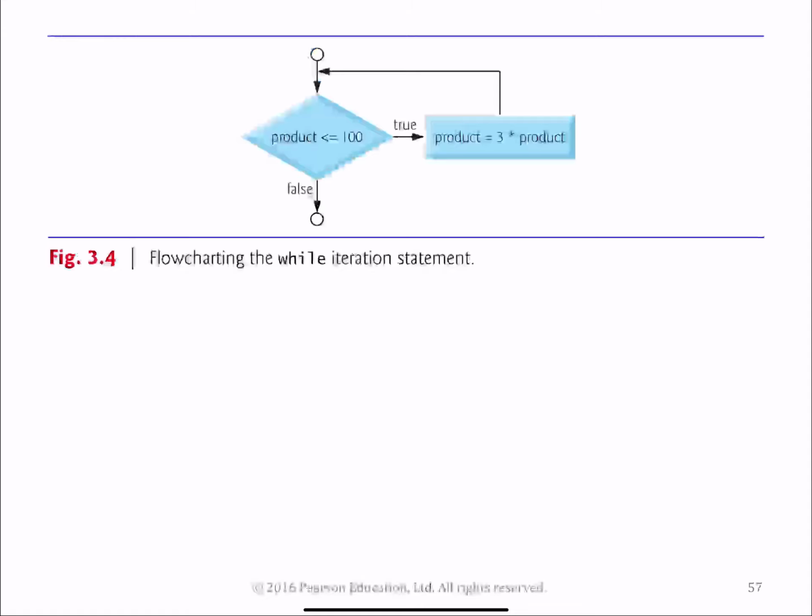This is the flow chart for this very simple program. So basically start over here. Check if the value of product is less than or equal to 100. If it is, you perform this step. You multiply the value in product by 3 and make that the new value of product. And then you jump back and check again if the value of product is still less than or equal to 100. If it is, repeat. Once the value of product exceeds 100, this condition becomes false and you exit the loop, the while loop.